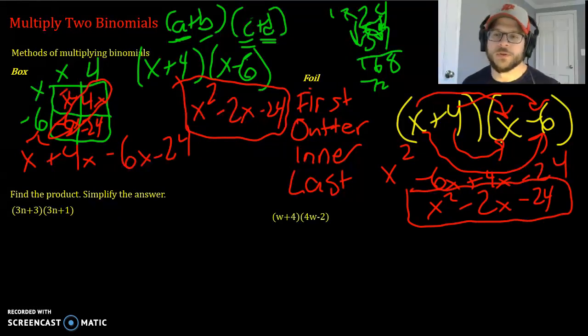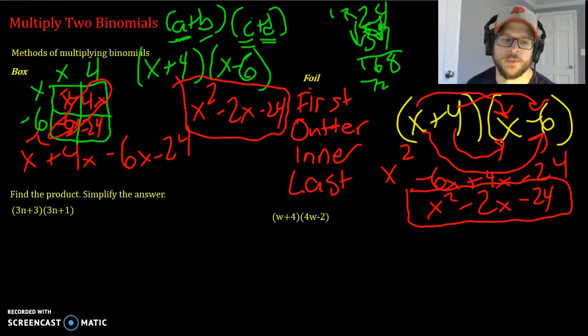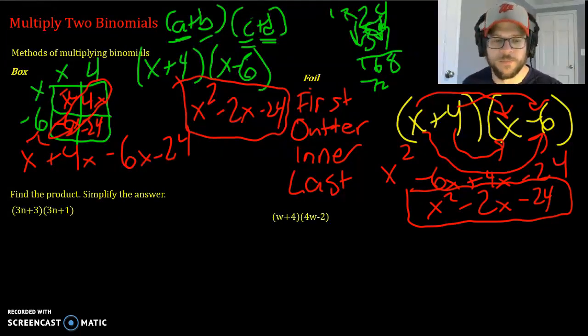So you're either going to be using kind of a more visual representation in the box method, or somewhat more formulaic, or just memorizing an acronym to help you know which two terms to multiply. So I'm going to use the box method for the first one.